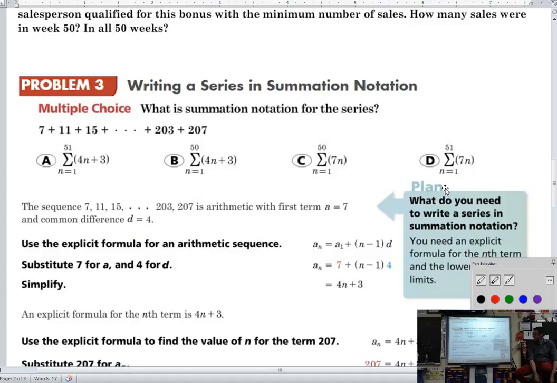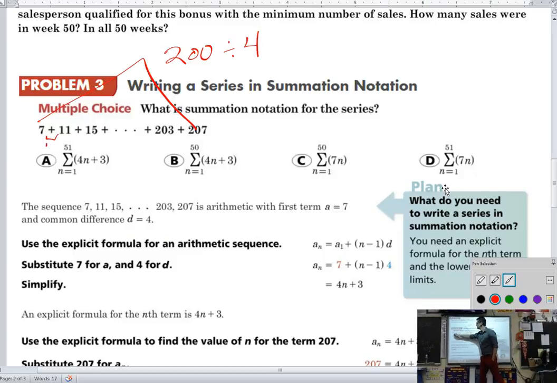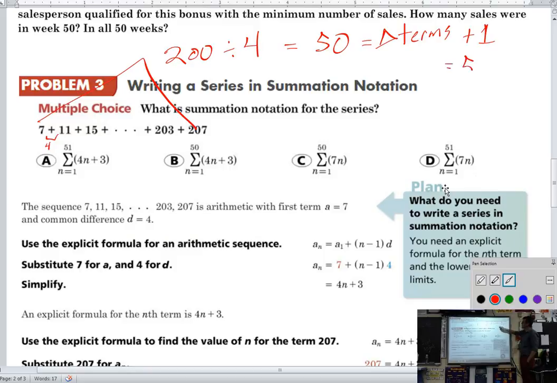That's A? Yep. So how do we know between A and B? How'd you figure out how many terms there were? Michelle? You take the difference in the 207 and 7, and that gives you 200. And then you divide that by 4 because that's the common difference. And then you get 50, but that's the changes. So to get the terms, you add 1. So that's the change in terms. So we take that, we add 1, we find out that there are 51 terms.